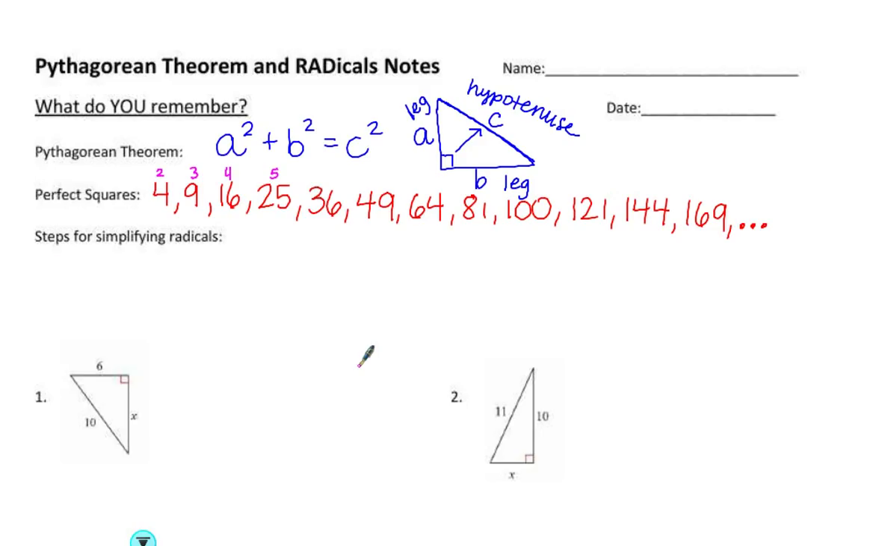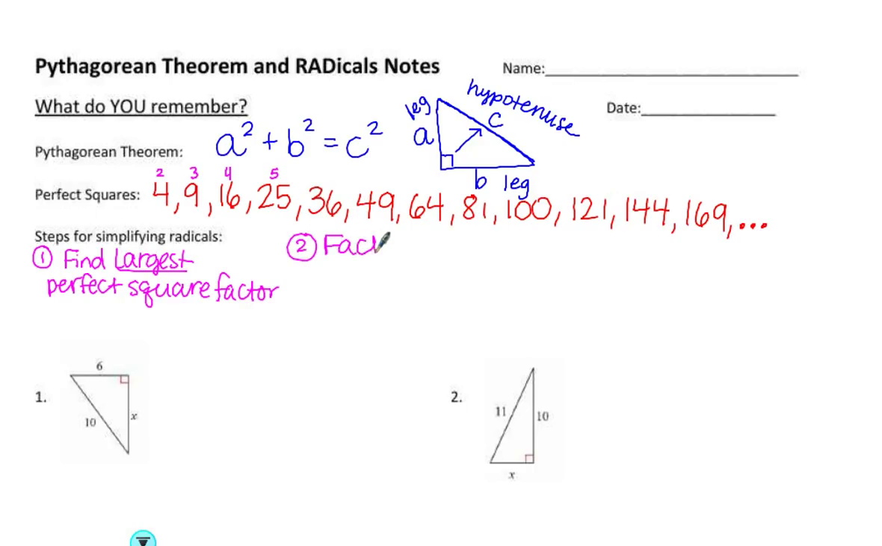Alright, and then our steps for simplifying radicals. So first step is find the largest perfect square factor, meaning finding the largest one of these red numbers that fits into our given number. Step 2, we do our factor pair. And then step 3 would be to simplify the perfect square.